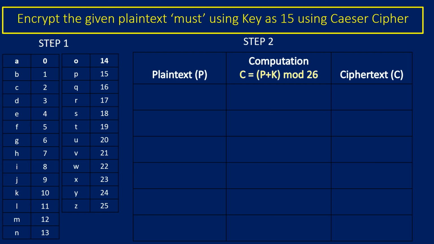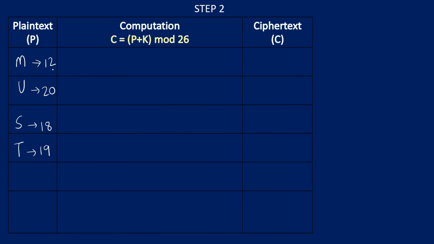In step 2, we create a 3-column table. In the first column, you write down your plain text, that is MUST. Write its corresponding number, which you have to then process using the encryption formula. So M, as we just saw, corresponds to 12, U corresponds to 20, S corresponds to 18 and T corresponds to 19. I got these numbers using this mapping table. So these numbers are now processed with the encryption formula, which is (P + K) mod 26, where the key K in our case is 15. So to each plain text number, we have to add 15 and do the addition in mod domain.